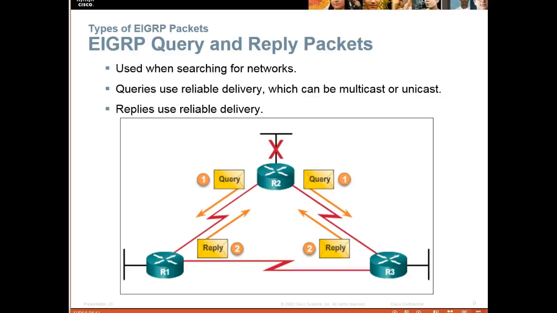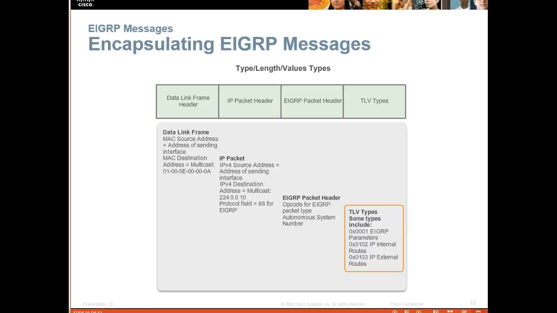Now, when looking for new networks, when it's setting up, discovering its neighbors, it sends out queries, and the queries use reliable delivery in multicast or unicast, so they need replies as well when they send those out.